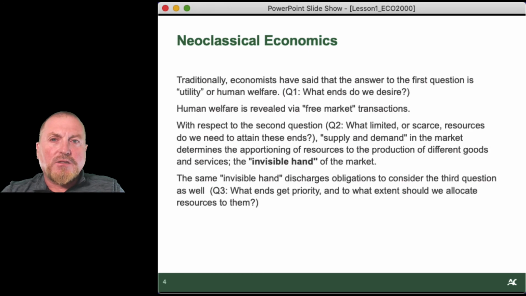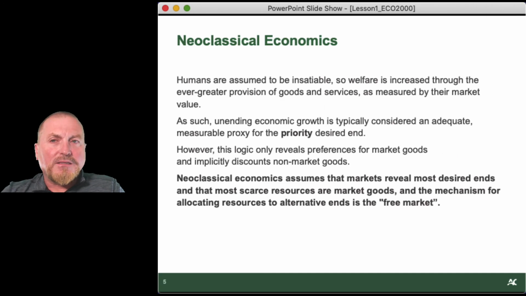The same invisible hand discharges obligations to the third question as well: what ends get priority, and to what extent should we allocate resources to them? From a neoclassical perspective, humans are assumed to be insatiable. So welfare is increased through the ever greater provision of goods and services as measured by their market value. As such, for the neoclassical economists, unending economic growth is typically considered an adequate, measurable proxy for the priority desired ends of the society, just as it is for individuals.